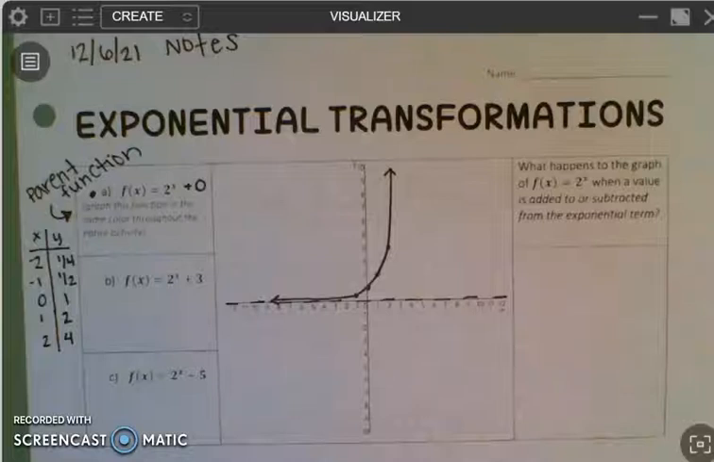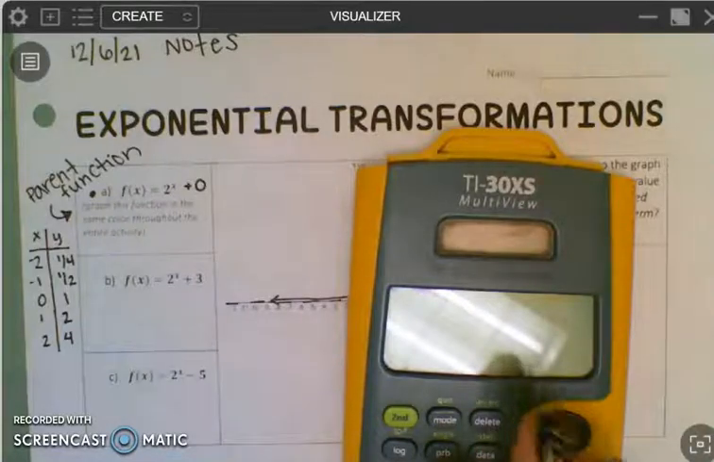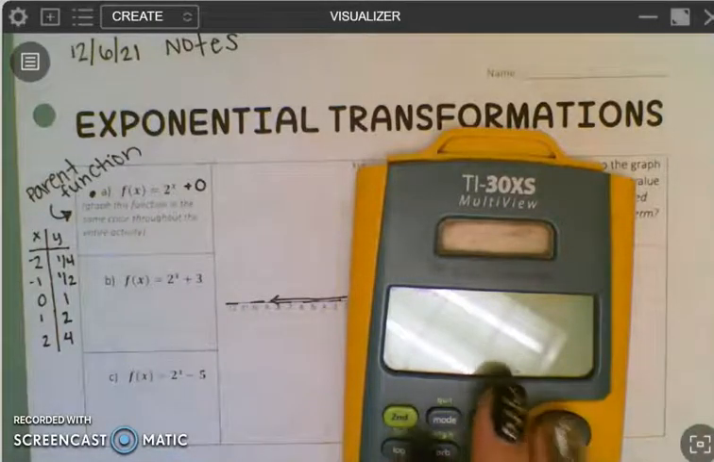So today's video is about exponential transformations. This is our second try at this video because the first time the 11-minute video was only 2 seconds. So let's hope this one works. Today we're doing exponential transformations and you're going to need your calculator because we are going to use the table function in your calculator.